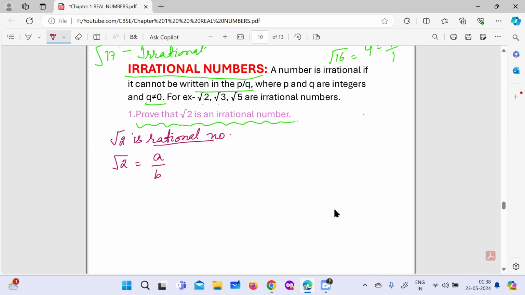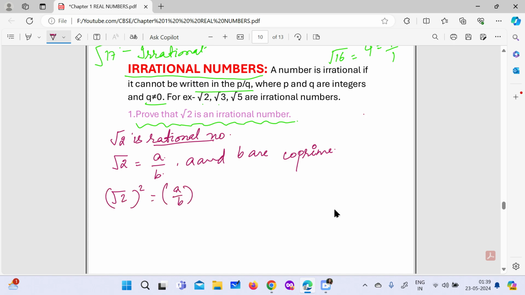So remember that rational numbers are always co-primes, means they will not have anything as a common factor. Always the co-prime numbers have a common factor of 1, so they will not have any other common factors. So now a upon b, where a and b are co-prime. Now see, we will square both the sides, so you will get root 2 whole square equals a upon b whole square.